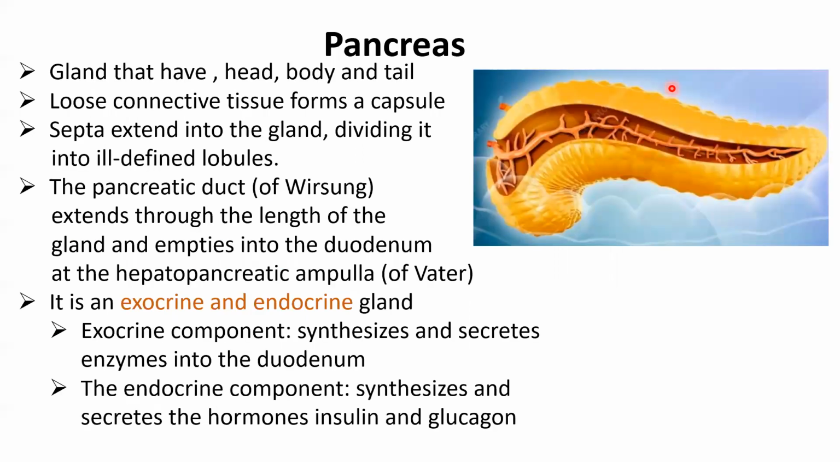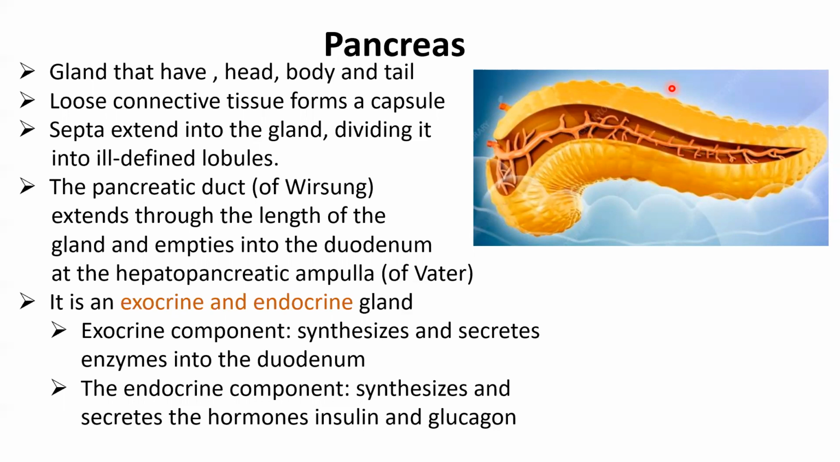Pancreas. Few slides only, since it should be covered extensively in other disciplines, like biochemistry and physiology. So it's a gland that has a head, body, and tail. You know that more in anatomy also. It has a loose connective tissue capsule. So it's a thin capsule, not similar to the thick capsule of the salivary glands. And it also has septa like any other gland, extending into the gland and dividing it into lobes or lobules. Any gland will have septa coming from the capsule and dividing it into small lobules.